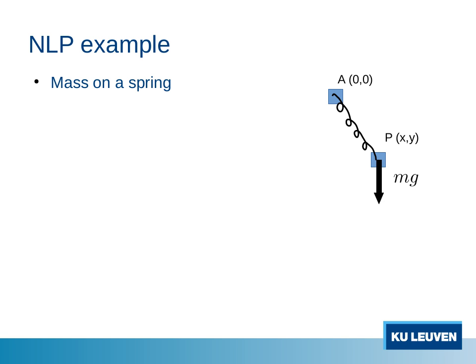Let's start with the NLP example first. This is inspired by a simple physics problem. We have 2 points that can move in a plane. A is fixed at the origin, P is free to move and subject to gravity. And they are connected with a spring. Let's give some characteristics of the spring. Let's say it has a rest length L and a spring constant S. And our goal is to find the static position of this system.